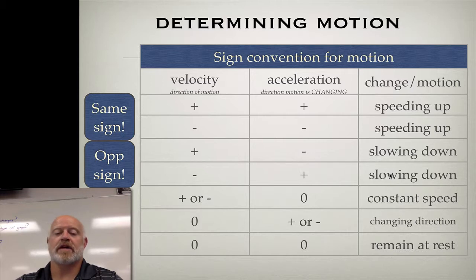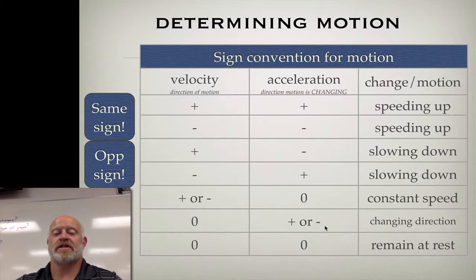Now, some other scenarios that are helpful for us. If you have a velocity that's either positive or negative and there's no acceleration, you're going to be moving at a constant speed. If you have no velocity and you have an acceleration, this doesn't mean you're at rest. This means you're changing direction. There's an instantaneous point in time where velocity becomes 0. It's not even a second. It's not even a microsecond. It's just this instant in time where there's no velocity. If you are still accelerating through that point, you're changing directions.